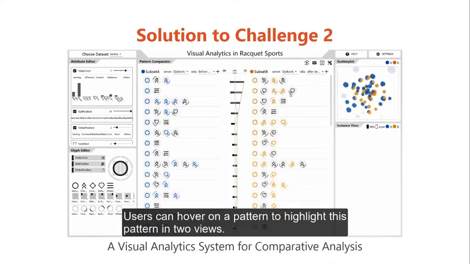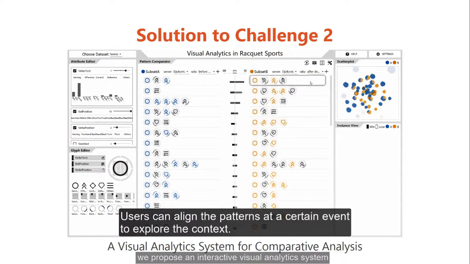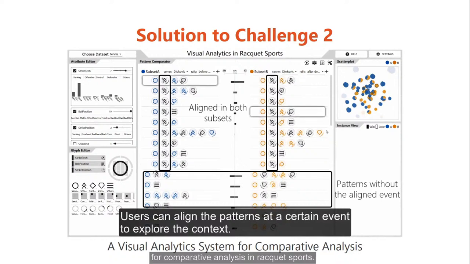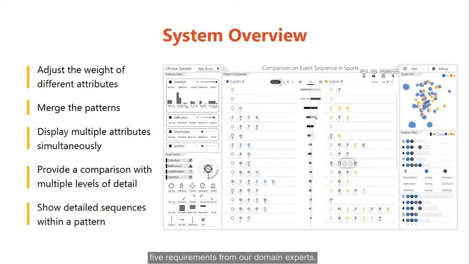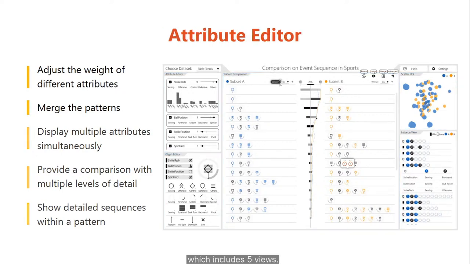To address the second challenge of multivariate comparison, we propose an interactive visual analytics system for comparative analysis in racquet sports. To develop this system, we collected and summarized 5 requirements from our domain experts. Based on these requirements, we proposed our visual design, which includes 5 views.